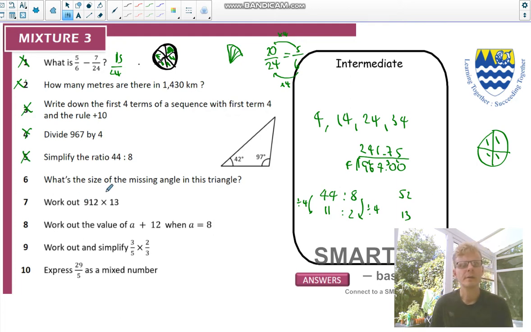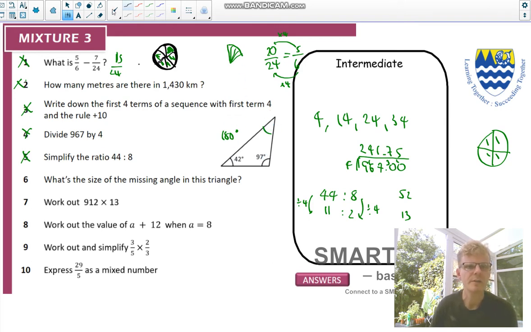Okay, so what's the missing size of the angle in the triangle? So here's our missing angle. So all we need to know is what they're trying to get out of us here. Well, the fact is that in a triangle, all the angles add up to a total of 180 degrees. So really now it's just a calculation of what is 180, take away 42, take away 97, and that will leave us with our missing angle.